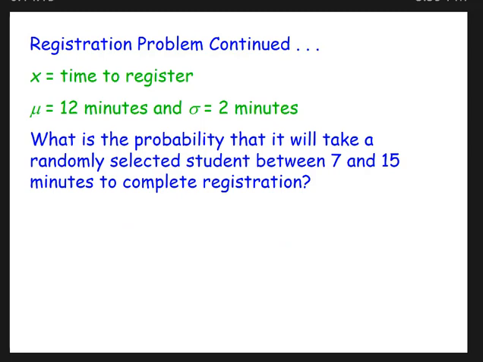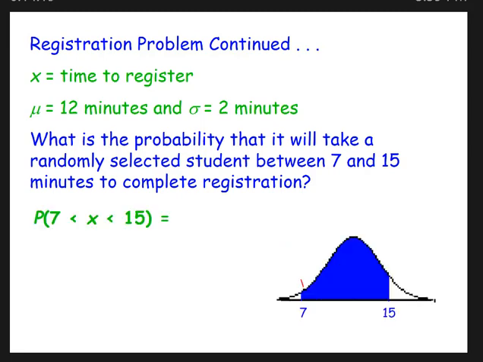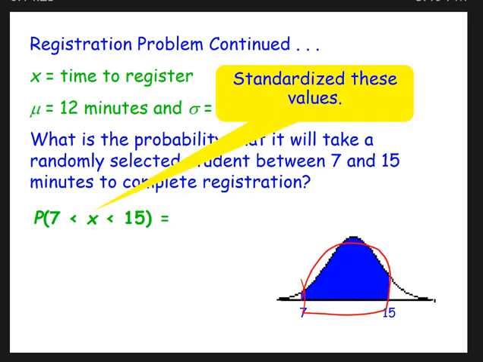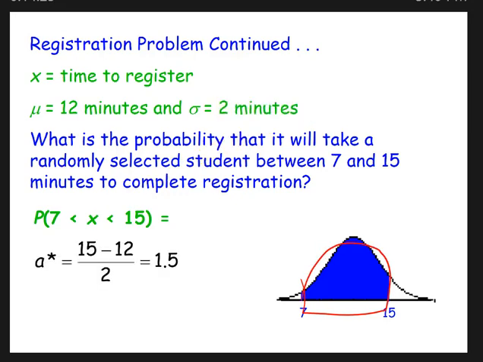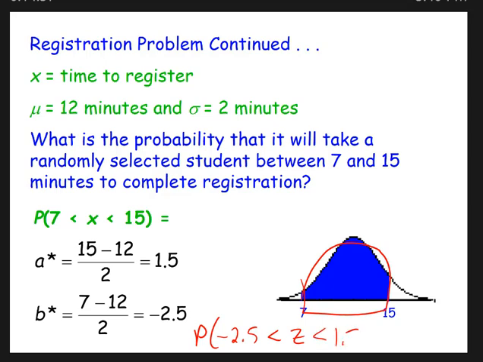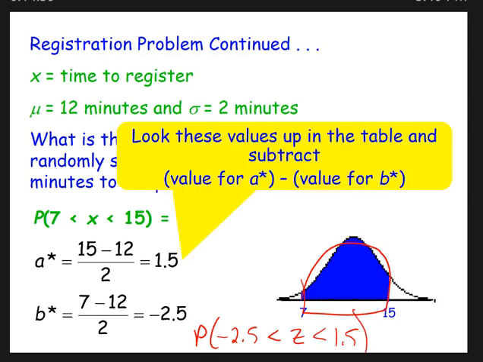Now let's say what's the probability of having a student's time being between 7 and 15 minutes. So we're looking in the middle of the curve here. To find that, we calculate the z-score for both of those. 15 has a z-score of 1.5. 7 has a z-score of -2.5. So what we are finding is the probability of z being between -2.5 and a positive 1.5.